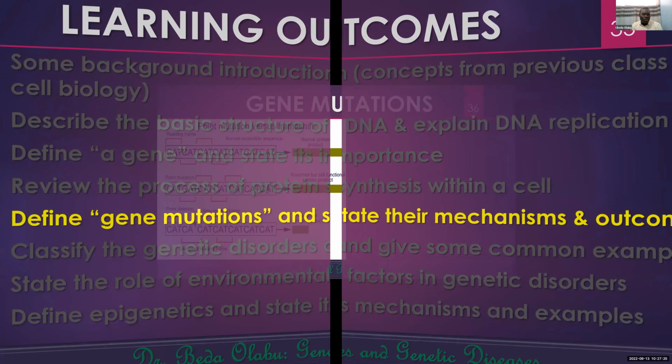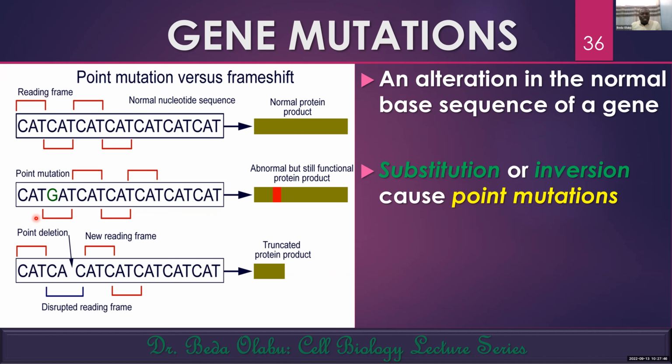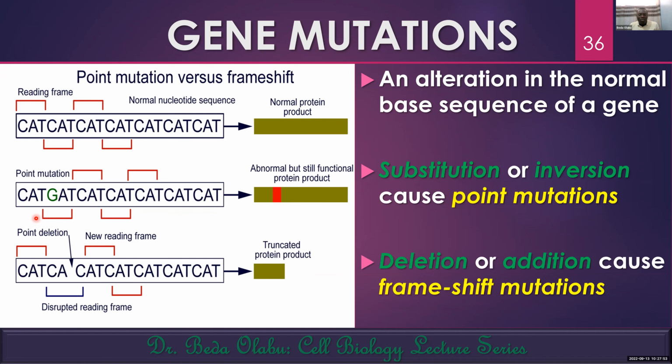What are gene mutations? Gene mutations are alterations in the normal base sequence of a gene. You may have a normal sequence of a gene, then some alterations occur to it. Those alterations are the ones we call mutations. Mutations can either be what we call point mutations or what we call frame shift mutations.